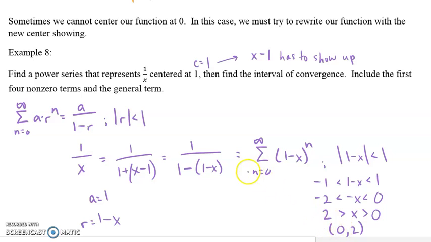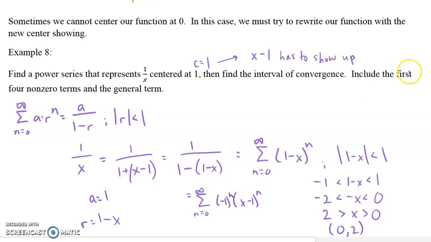Another note, just for those of you who like to write this in different ways, we can factor out that negative 1 and say this is the same thing as the sum from n equals 0 to infinity of negative 1 raised to the n times x minus 1 raised to the n. It's the same thing, but this way we get that alternating sequence built into it.